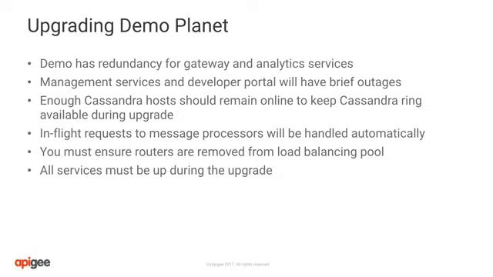The Planet we built in the installation module has full redundancy for gateway and analytic services, so the upgrade will not impact availability of those subsystems. The Management Stack and Developer Portal do not have any redundancy, so there will be a brief outage of those services during the upgrade process. The addition of a second load balanced management server would prevent an outage from occurring for users accessing the Management API or UI.